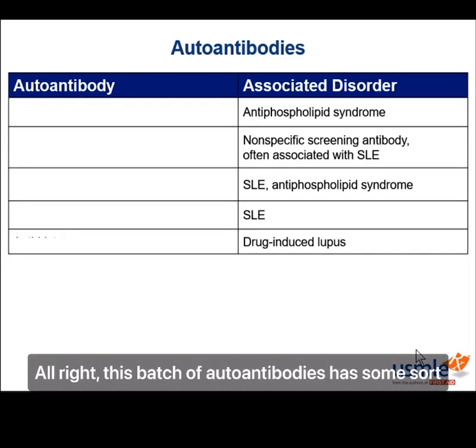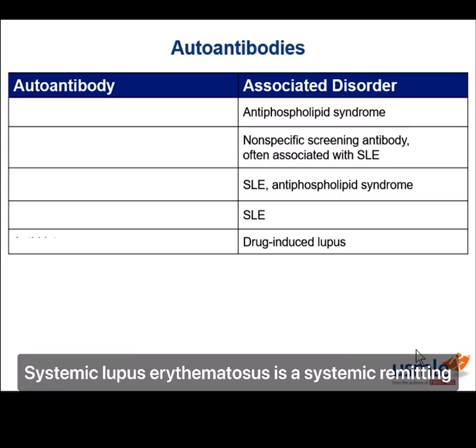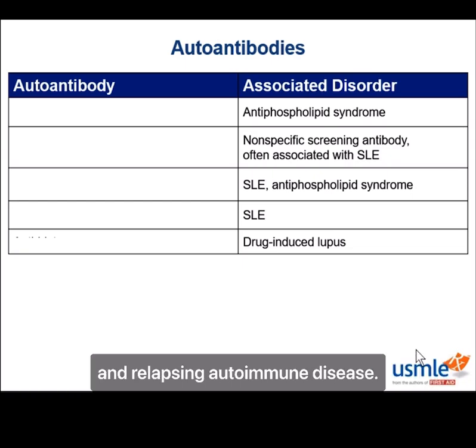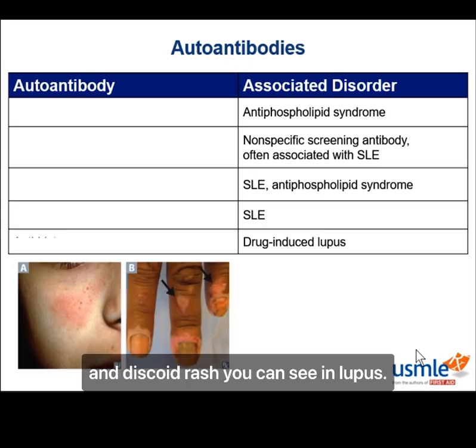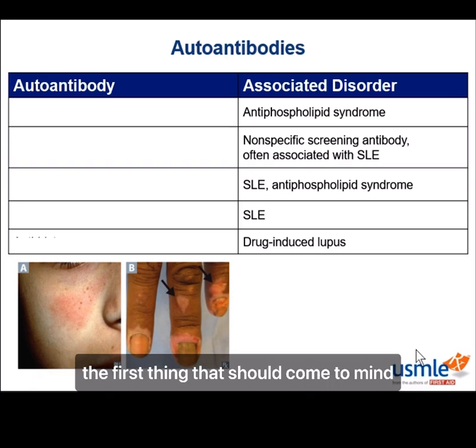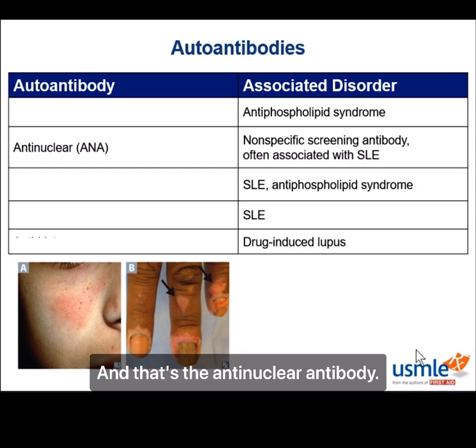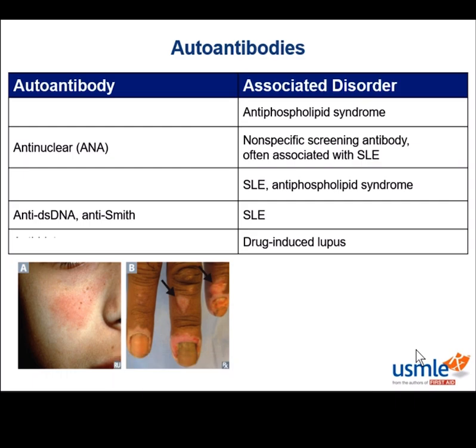All right, this batch of autoantibodies has some sort of relationship with lupus. Systemic lupus erythematosus is a systemic, remitting and relapsing autoimmune disease. Here are the characteristic malar rash and discoid rash you can see in lupus. When you think of the autoantibodies for lupus, the first thing that should come to mind is that nonspecific screening antibody that it's often associated with, and that's the anti-nuclear antibody. Now, more specifically, we can think of anti-dsDNA and anti-Smith.